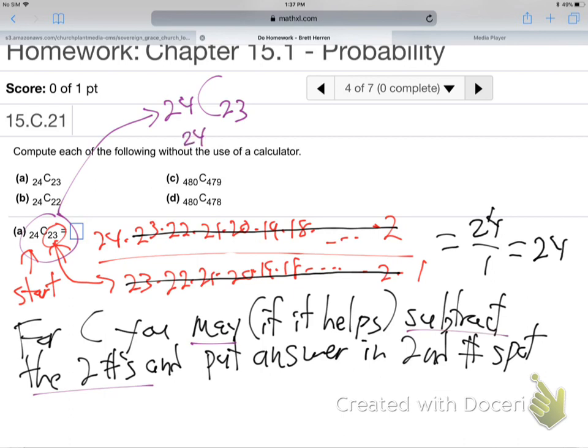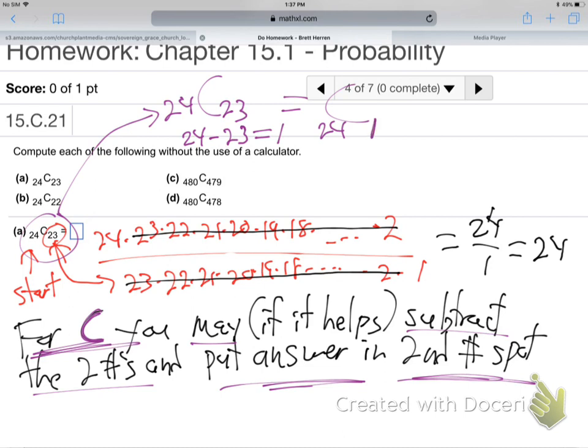You may subtract the 2 numbers. And that's not for P. This is only for C. It doesn't work for P. But only for C, you may subtract them. What do I mean? 24 minus 23, what's that? 1. And put that answer where? Put that answer in the second number spot. So the first number spot's not changing. That's still 24, no change there. But that 1, the result of the subtraction, goes in the second number spot. So it changes the question from 24C23 to 24C1.